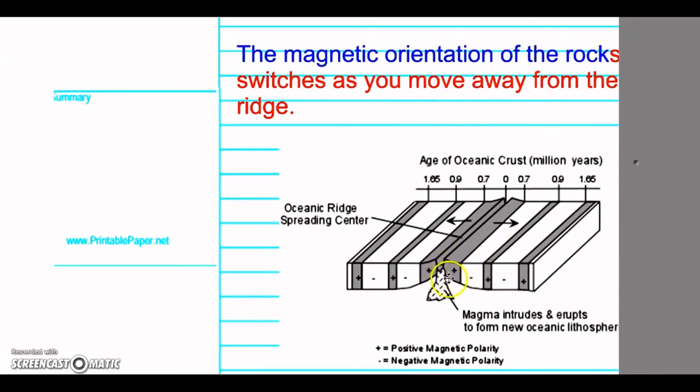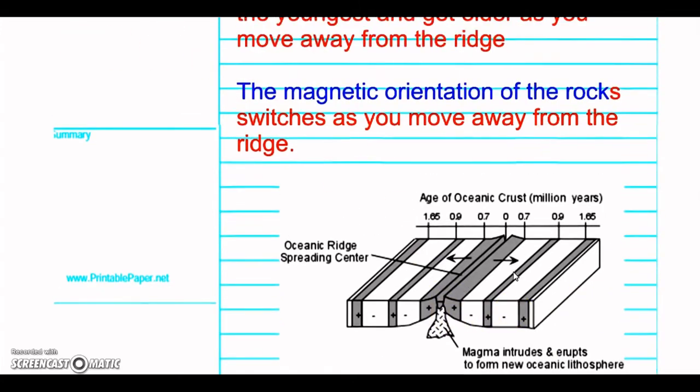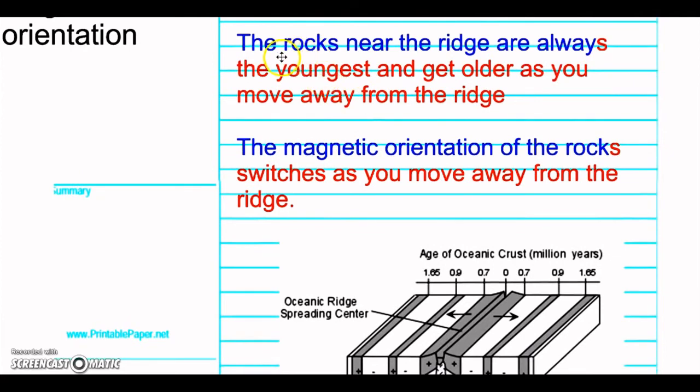So the magnetic field switches as you move away from the ridge. Moving upward, we also have that the rocks near the ridge are always the youngest, and they get older as you move away from the ridge. So these are the youngest rocks. These are always the oldest rocks out on the continents. That suggests that these two plates are pulling apart and new rock is forming in the middle.